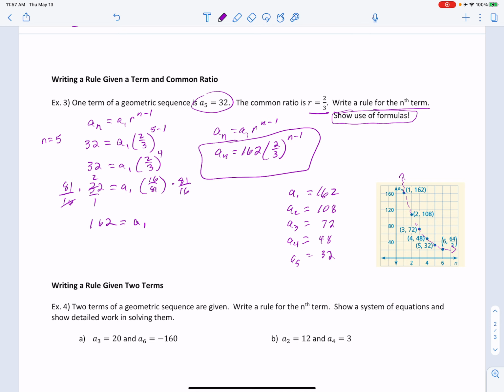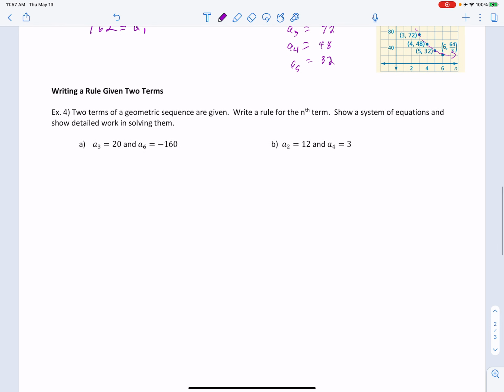All right, so anyways, writing a rule given two terms. In this one, you must show a system of equations. Number crunching will result in no credit. And so what we do here is we take a sub 3 equaling 20 and plug into that a sub n is a sub 1 r to the n minus 1. Only this is where n is 3. So that third term is 20.